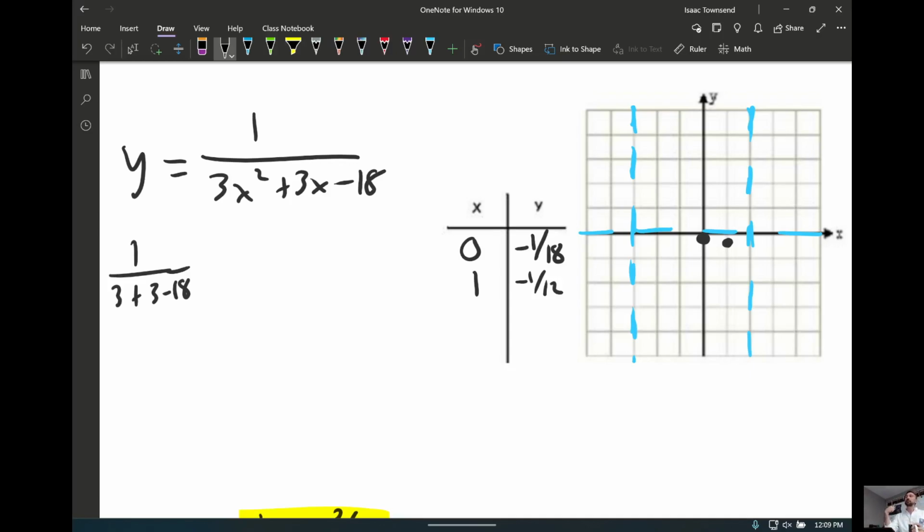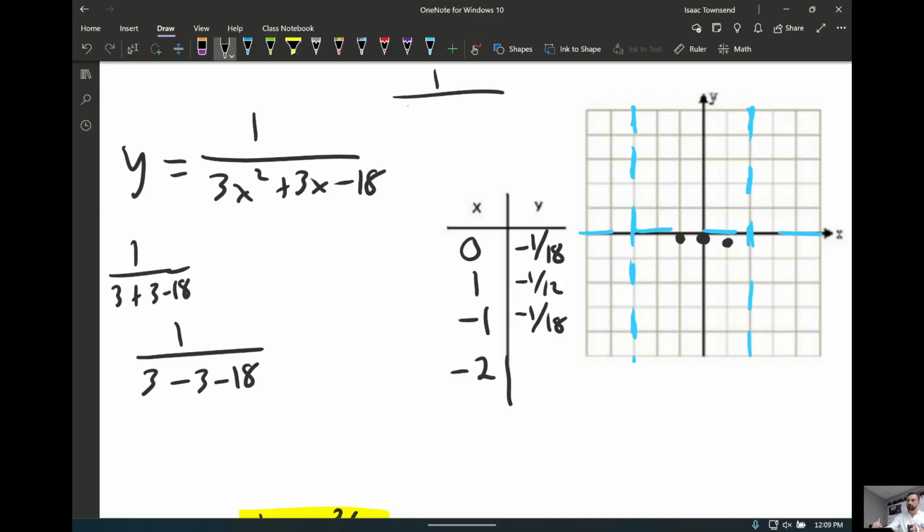I'm still not confident that I have enough points, and as you guys, once we get to question 5 and I ask you to do some on your own, if you don't know if you have enough points, that's the best sign to know that you need more points. So I don't know, I could try -1. If I plug in -1, I end up with this, which is negative 1/18 again. And then I think maybe one more point and then I'm going to be ready to go. If I try -2, I'm back to negative 1/12.